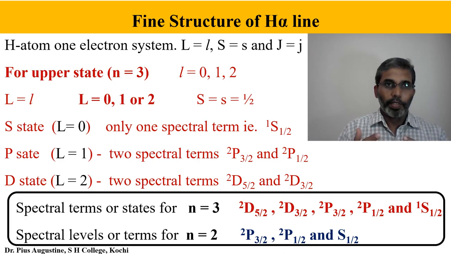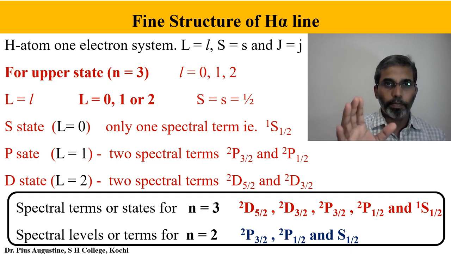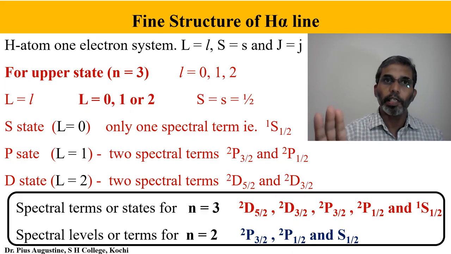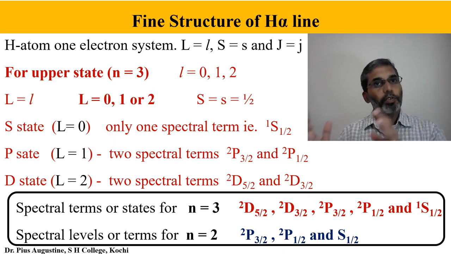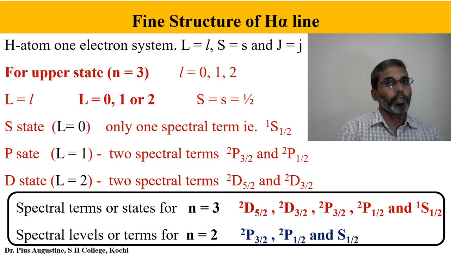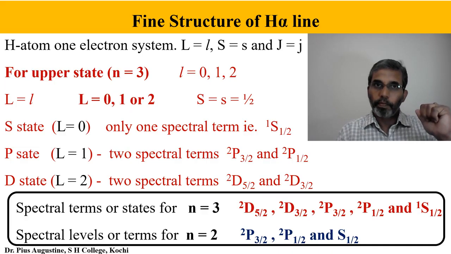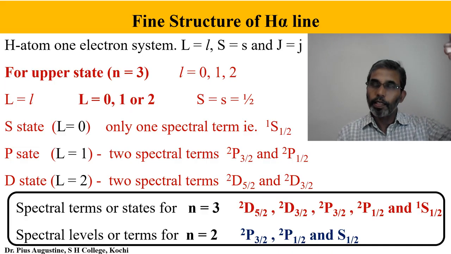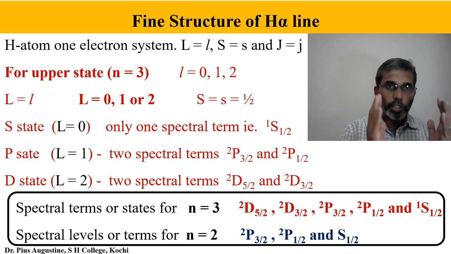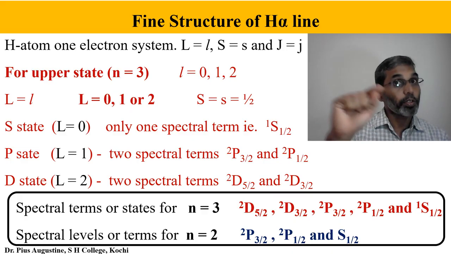Now we will try to account for this fine structure of the H alpha line using the vector atom model. The hydrogen atom is a one electron system, and therefore capital L, which represents the atom, is equal to the orbital angular momentum of the single electron, small l. Similarly, capital S is equal to small s and capital J is equal to small j, because there is only one electron. So the electron notation and the atom notation should match, right? For the upper state, n is equal to 3, because the H alpha line is due to transition from n is equal to 3 to n is equal to 2. So with principal quantum number n is equal to 3, the orbital angular momentum quantum number l of the electron can have values from 0 to n minus 1.